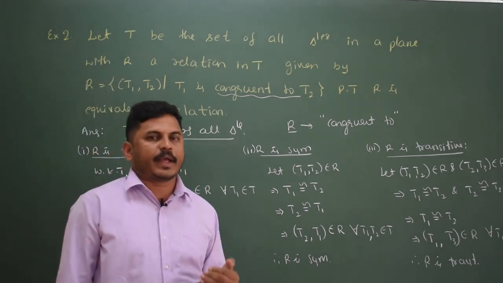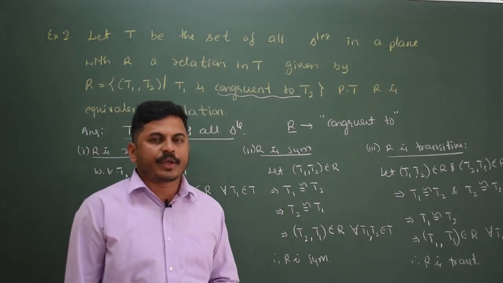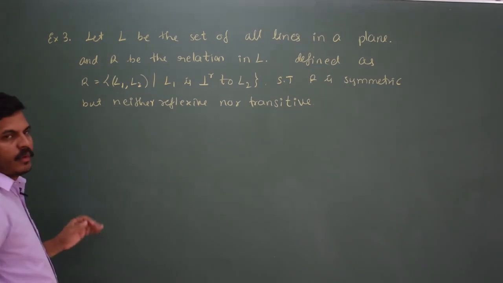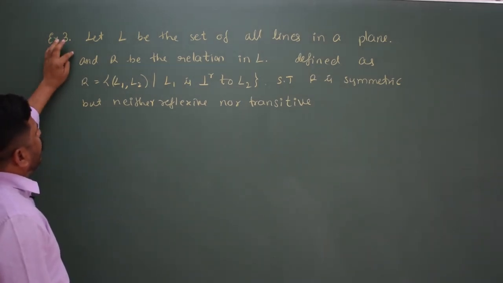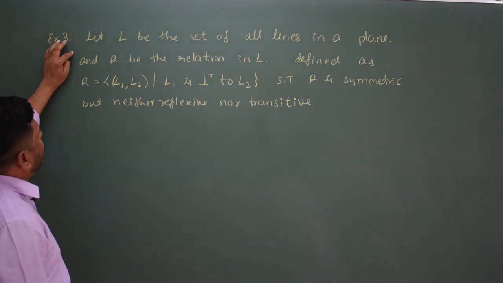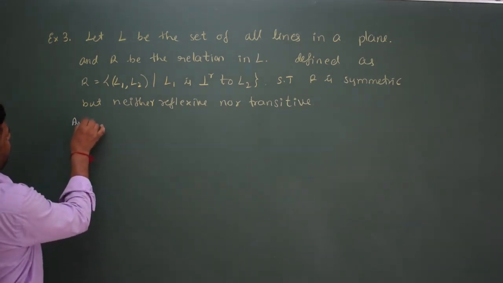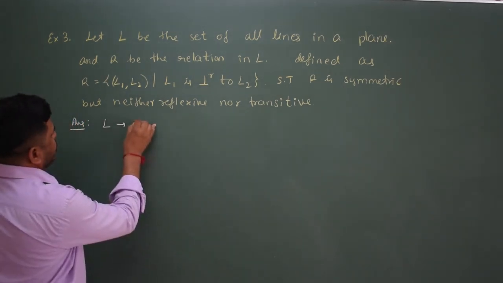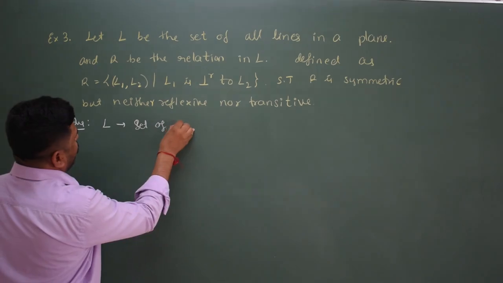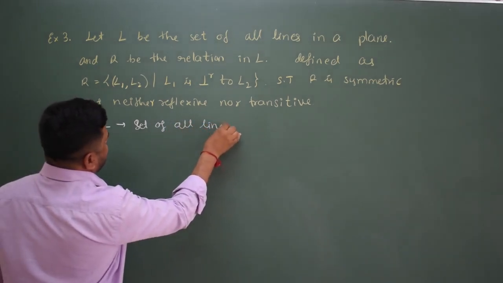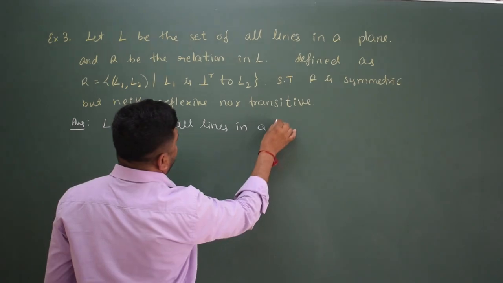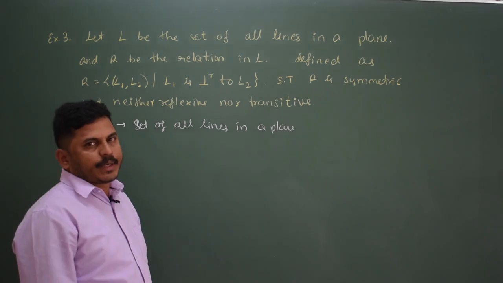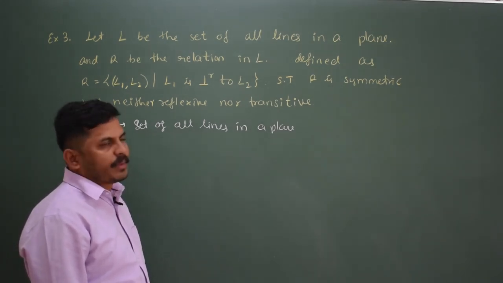Since R is reflexive, symmetric and transitive, it is an equivalence relation. So the next example: let L be the set of all lines in a plane. I denote the set by L. L is the set of all straight lines in a plane. Wherever I use the symbol L, it is understood that it is the set of all straight lines in a plane. That's the meaning of L.